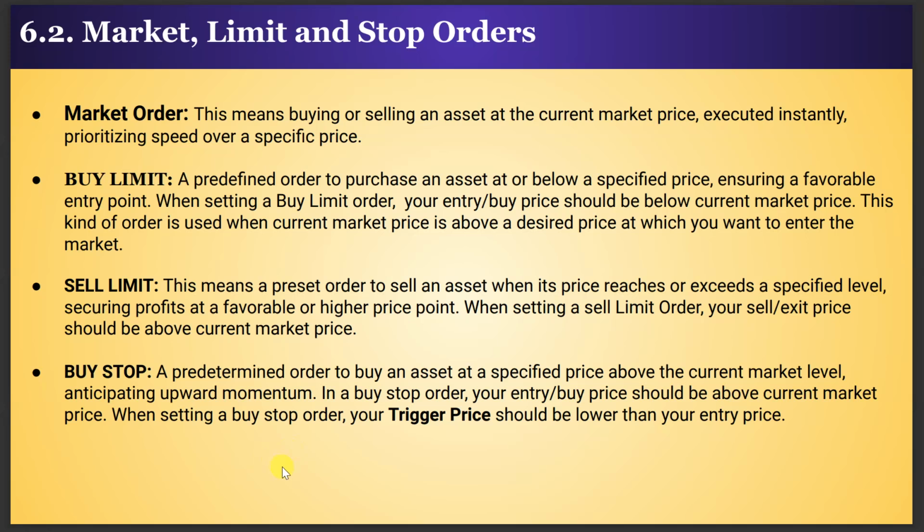So a buy stop is what we're going to talk about now. A buy stop is an order to buy an asset at a specific price above the current market level, anticipating upward movement. In a buy stop order, your entry or buy price should be above the current market price. When setting a buy stop order, your trigger price should be lower than your entry price. Now we're going to look at that when we do practicals. We're going to be setting these things practically on an exchange.